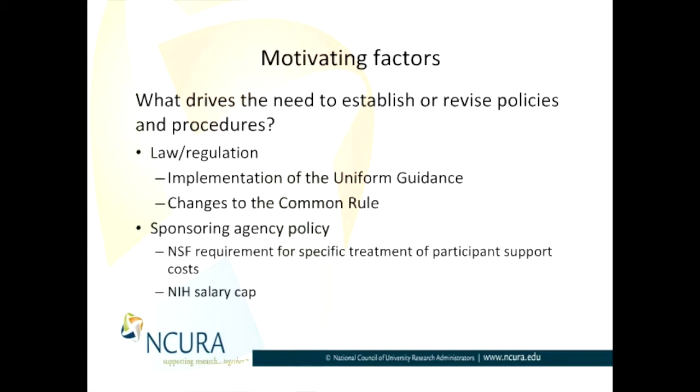Another example is sponsoring agency policy. We are, again, obligated to follow the policies of our sponsoring agencies as they're described in the terms and conditions of the award. So a couple of examples here. The National Science Foundation, for many years, even prior to the issuance of the uniform guidance, required specific treatment of participant support costs. And they instructed us that participant support costs had to be accounted for separately. So we have had a procedure for many years to segregate participant support costs into their own projects.